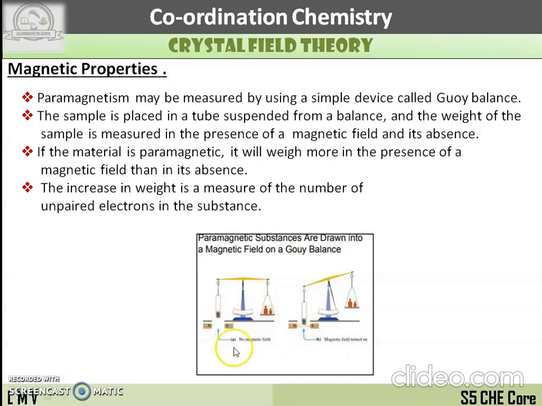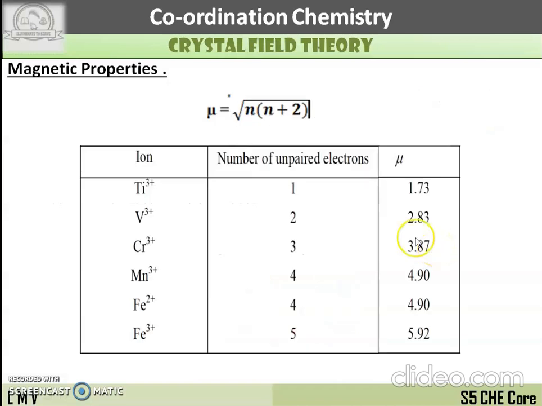and it is directly related to the weight of the complex when it is kept in a field. This is without field and this is with field. Which field? Magnetic field. When a magnetic field is there. So I think that is clear about the Gauss balance. Moving on to the next point.